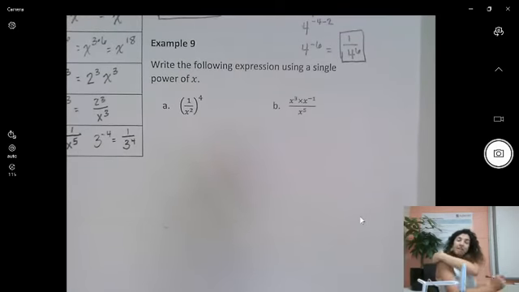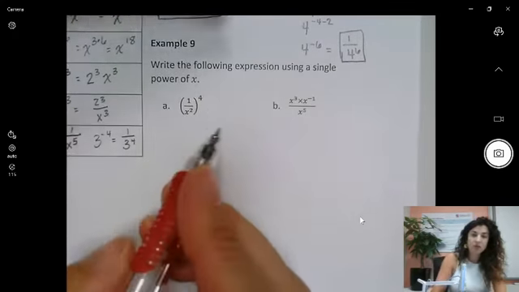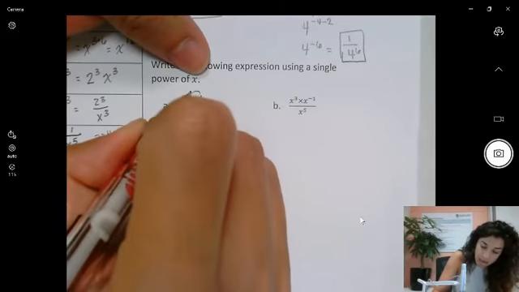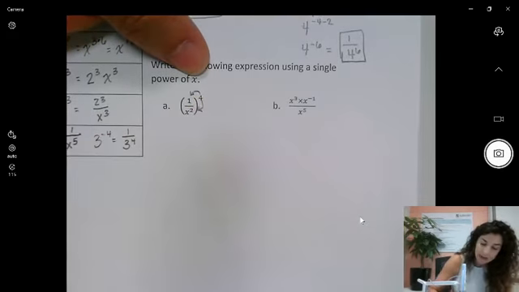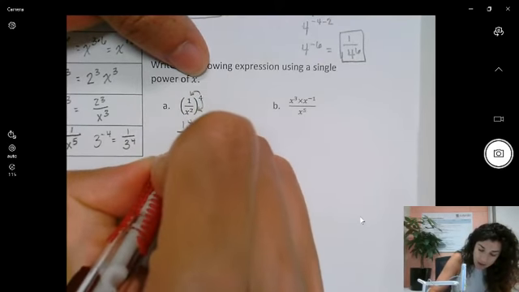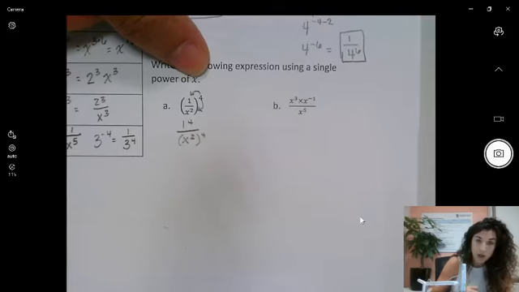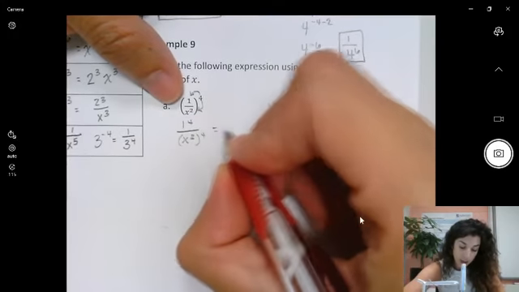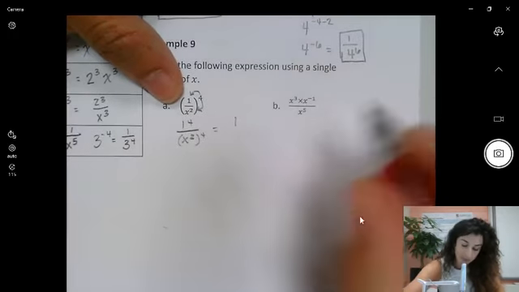Now we're going to do this without having our numbers available to us. We're only going to be using variables. So we've got 1 over x squared raised to the 4th power. I'm going to apply that 4th power to the 1 and to the x squared in the denominator. So it becomes 1 to the 4th over x squared raised to the 4th power. 1 to the 4th power is just 1.